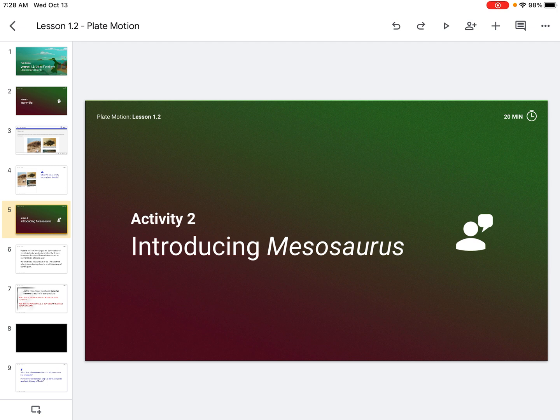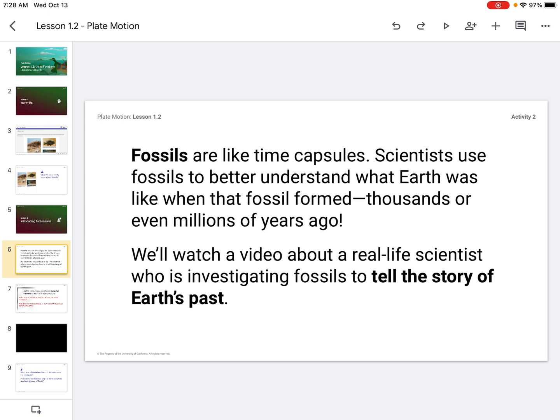Okay, so we're in activity 2 now, introducing Mesosaurus. Fossils are like time capsules. Scientists use fossils to better understand what Earth was like when that fossil formed thousands or even millions of years ago. We're going to watch a video about a real life scientist who's investigating fossils to tell the story of Earth's past.